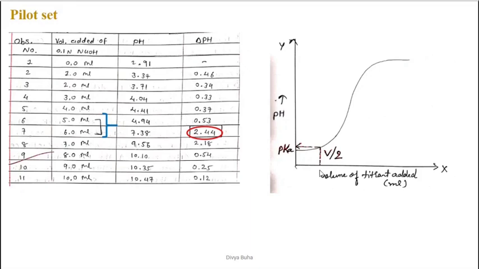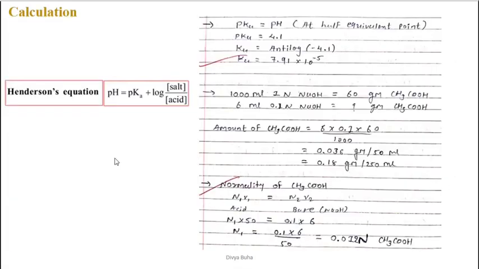Locate 3 ml in this graph, that would be V by 2, that is 6 by 2. Draw a straight line wherever it intersects this sigmoidal shaped curve. From there again draw a straight line. Whatever pH value you get over here would be equal to the pKa value, because we know that at half of the equivalence point pH would be equal to pKa, because only half of the neutralization would occur and the concentration of the salt and acid would be the same in the solution.